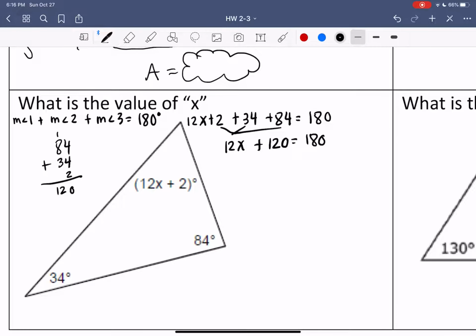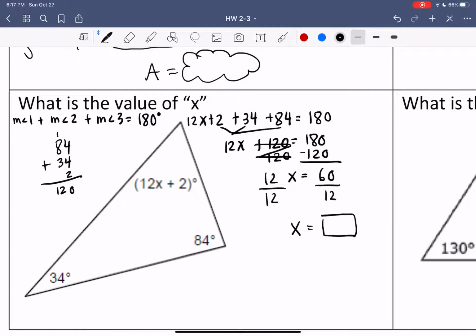So then, in order to get our constants together, I'm going to subtract 120 from both sides. This will become 0. We'll be left with 12x equals this answer here. 8 minus 2 is 6, 60. And then our last step will be to divide both sides by our coefficient. And we'll be left with our answer of x.